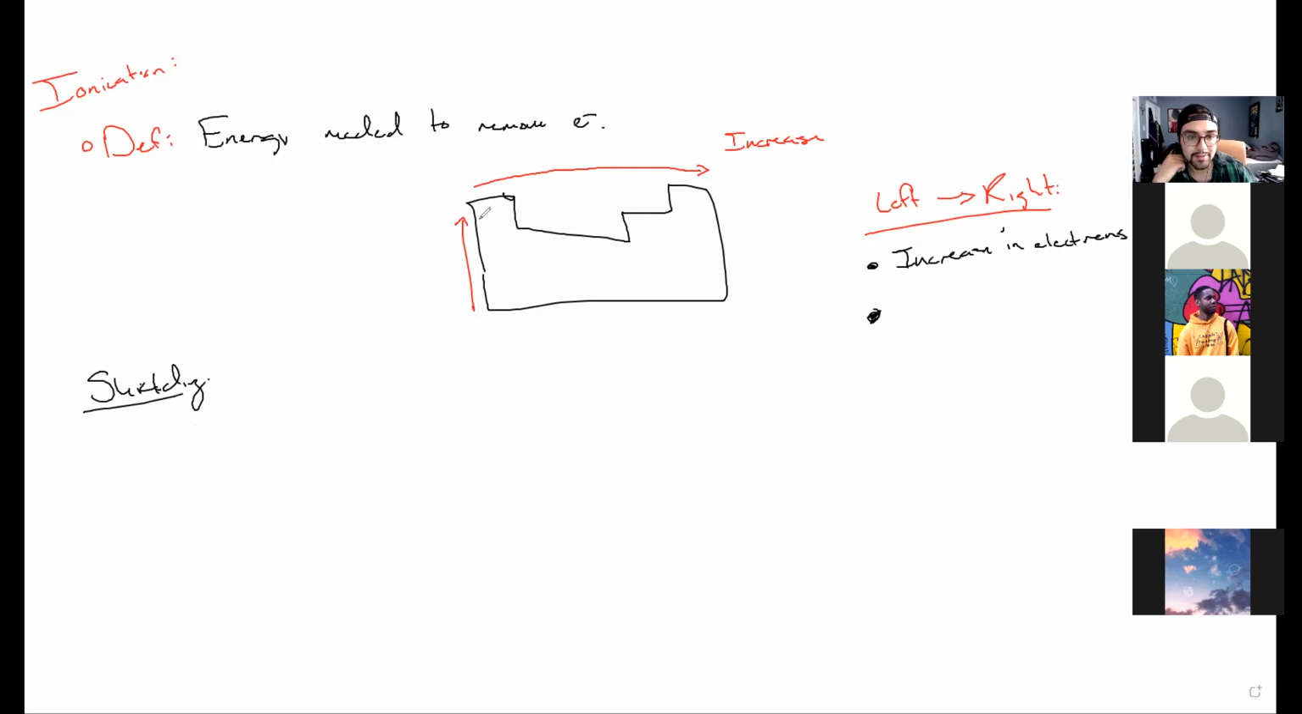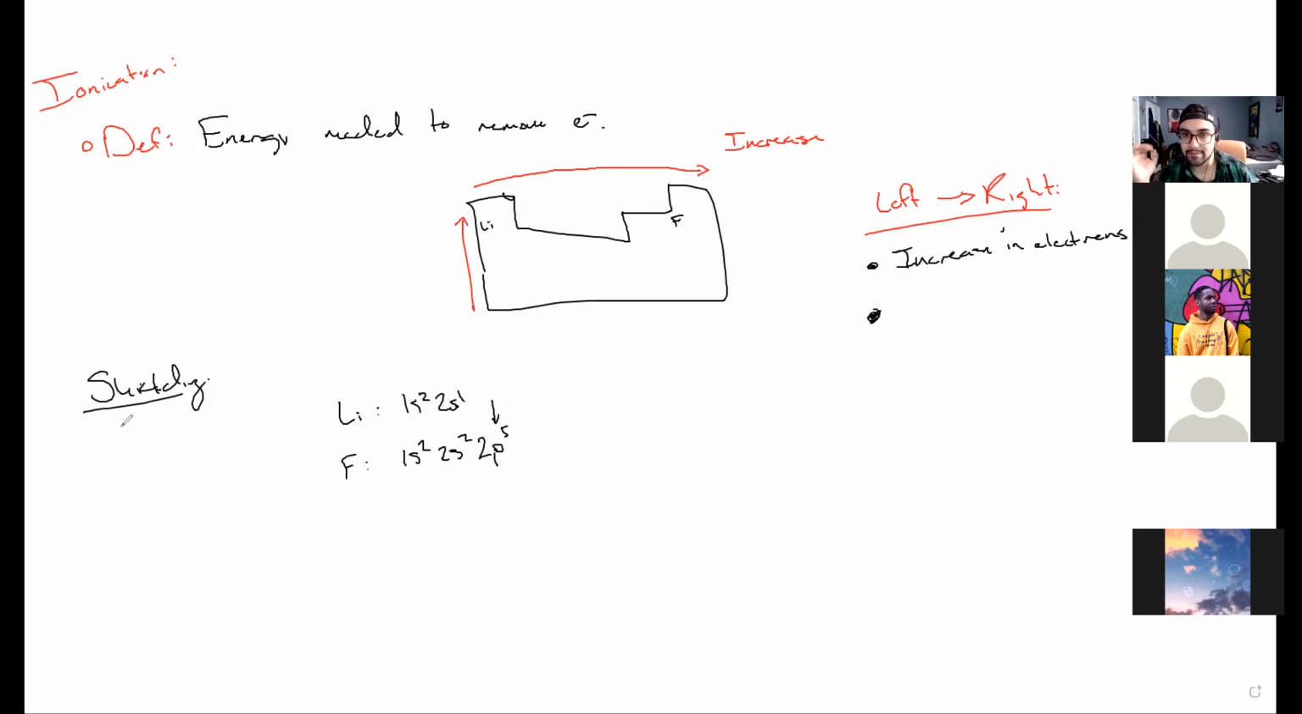So let's use lithium and fluorine again as our examples. Lithium is 1s2, 2s1, and fluorine also has 1s2, 2s2, 2p5. Other than the change in electrons, what else? The shell. Yeah, we have a different shell. We have p. So a decrease in shielding.